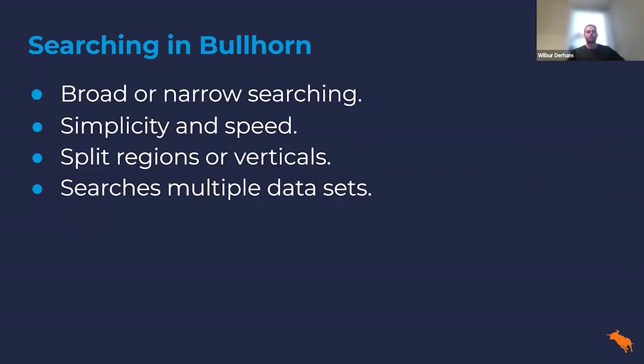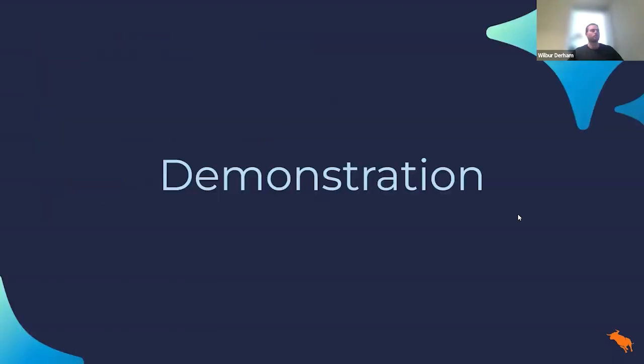Look, searching in Bullhorn is pretty straightforward. The idea behind it is broad or narrow searching. We want to bring simplicity and speed to the way that you navigate through your database. Things like splitting regions or splitting verticals and how you set those up for yourself and your business to really maximize the search capability. And as well, Bullhorn search is searching through multiple data sets, so that's things like notes, candidate CVs, job titles, names, locations, etc. But without further ado, I'll hand over to you, Gopi, to run through the product demonstration.